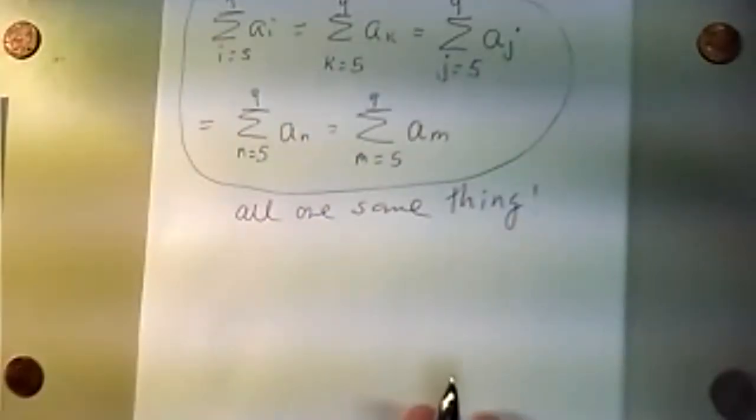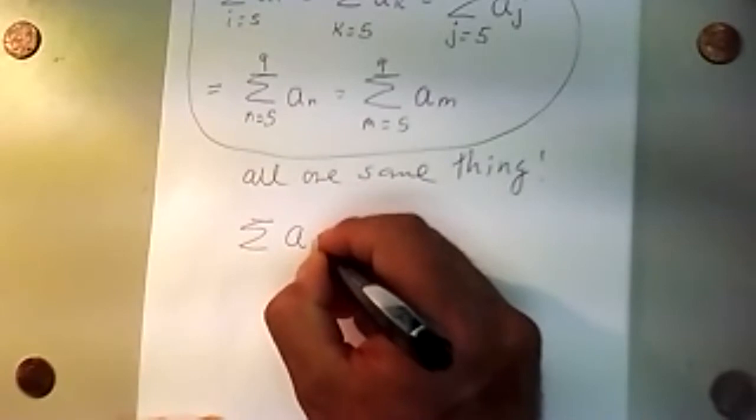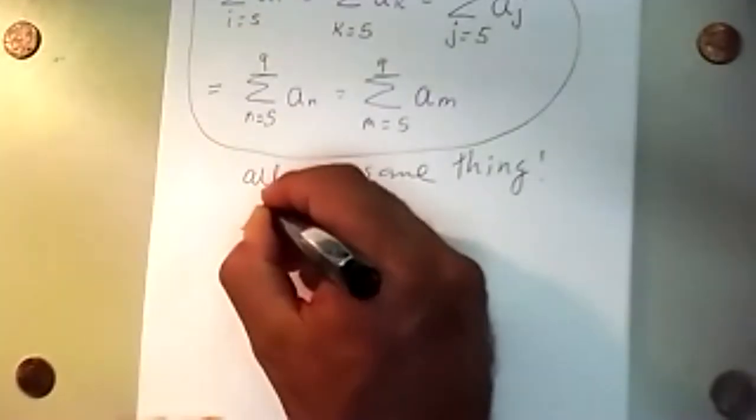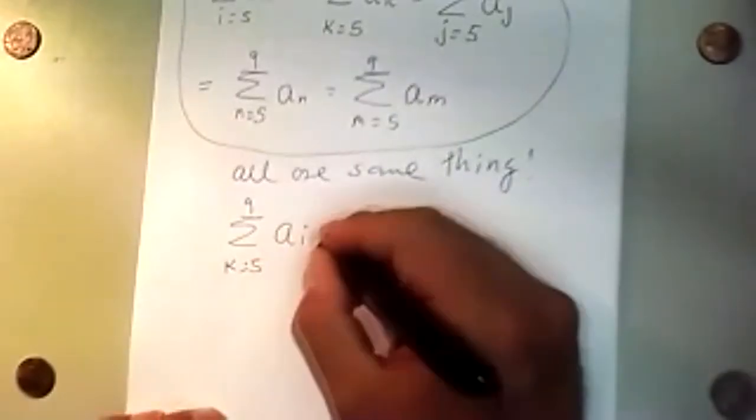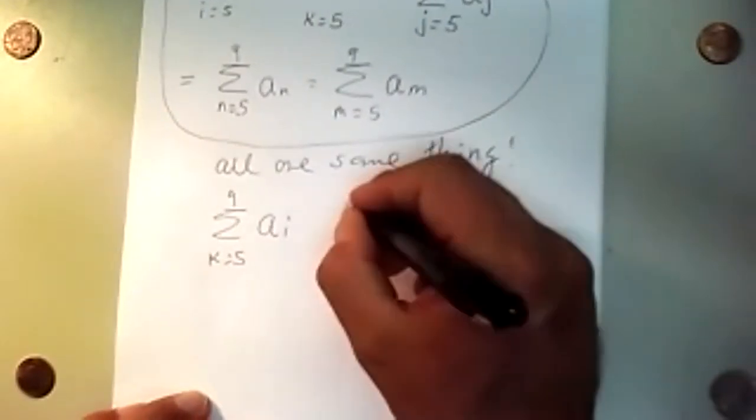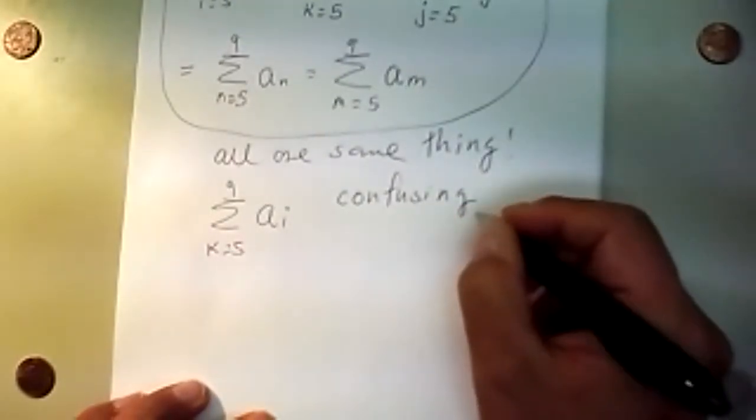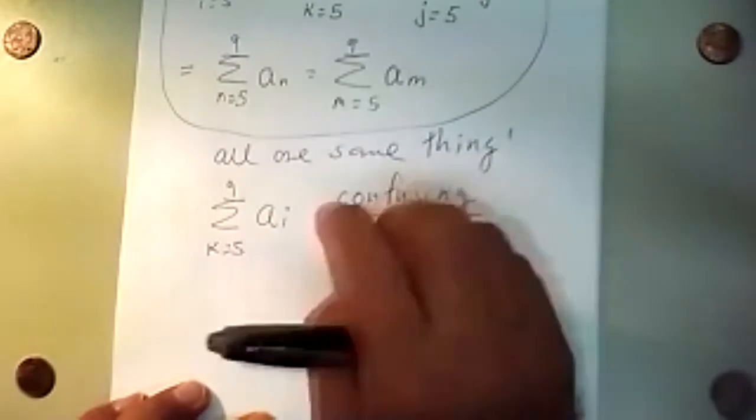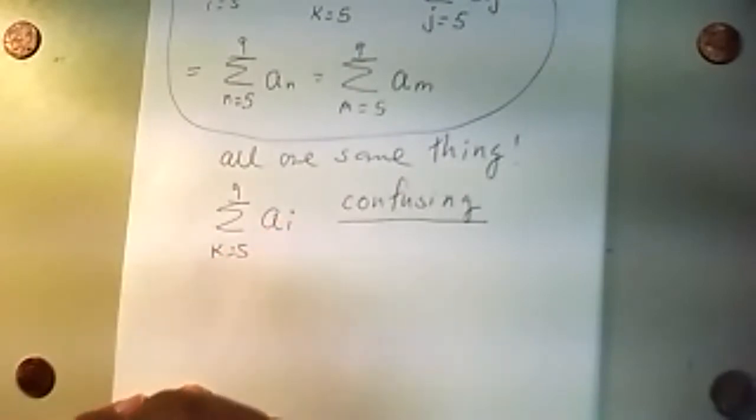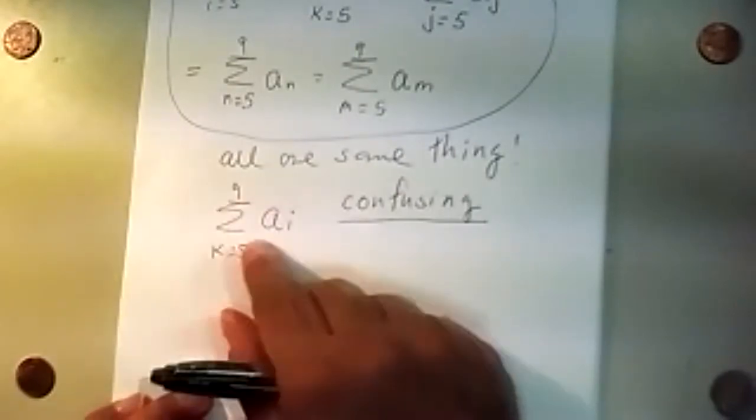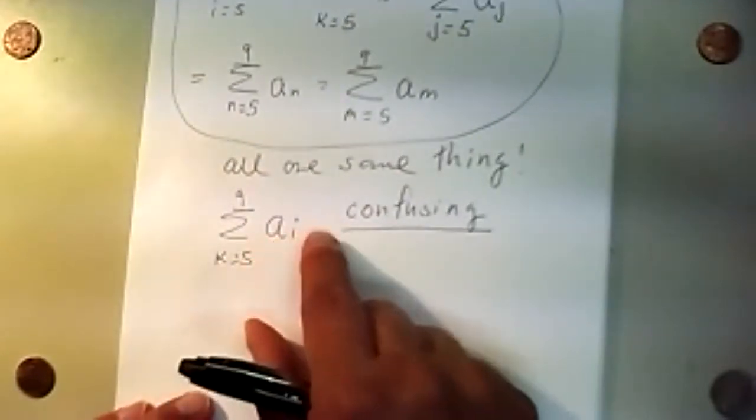Now, if you put down the sum of a_i from k equals 5 to 9, that is confusing. That doesn't seem to make sense. Yeah, because it could conceivably happen that the i has nothing to do with the k. So watch out. We typically don't put this down. I guess in some cases we could, but yeah.